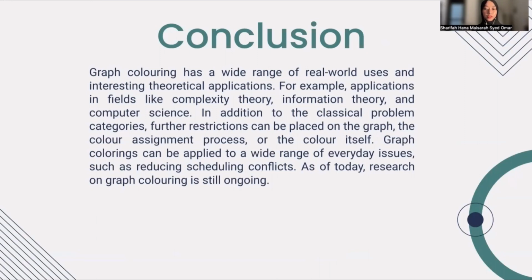For the conclusion of this project, graph coloring has a wide range of real-world uses and interesting theoretical applications, for example in fields like complexity theory, information theory, and computer science. In addition to the classical problem categories, further restrictions can be placed on the graph, the color assignment process, or the colors themselves. Graph coloring can be applied to a wide range of everyday issues, such as reducing scheduling conflicts, and as of today, research on graph coloring is still ongoing.